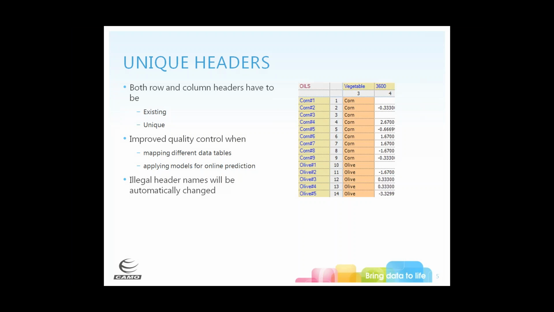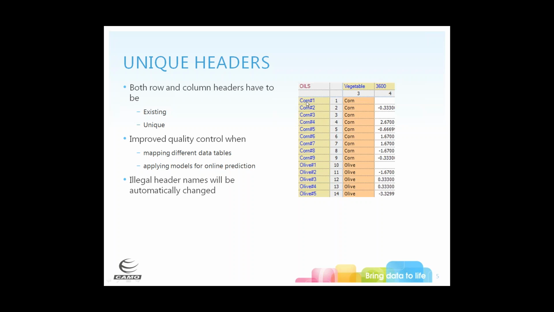One thing that, especially for those of you who are used to working in Unscrambler 10.3 and earlier models, or even 9.8 and earlier, there have never been any requirements in Unscrambler for unique headers or even existing headers. So this is a new feature in 10.4 that we require that all row and column headers are existing and unique. That is the main headers, like you see here.